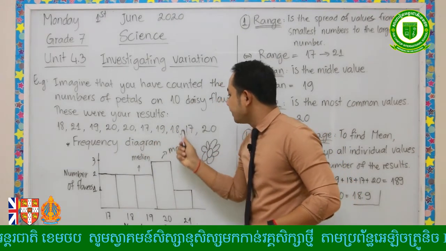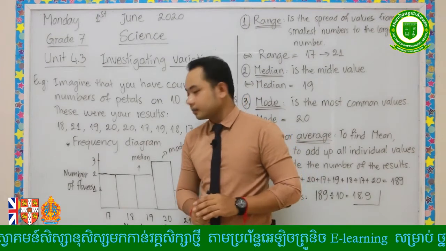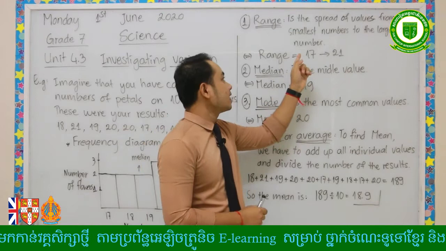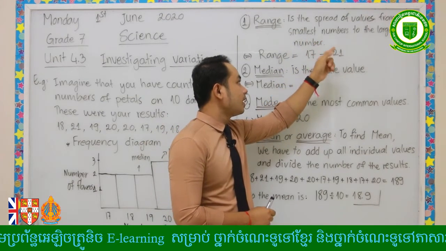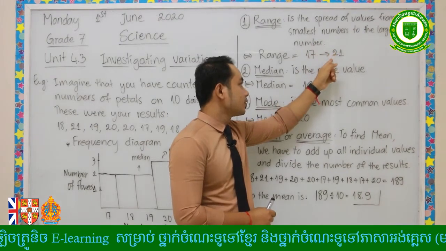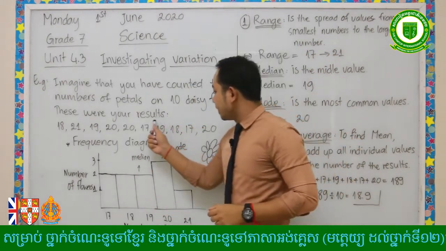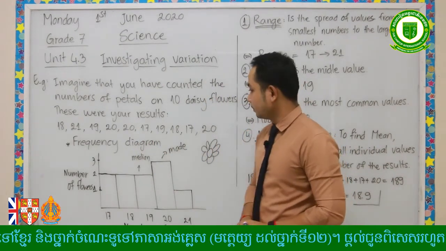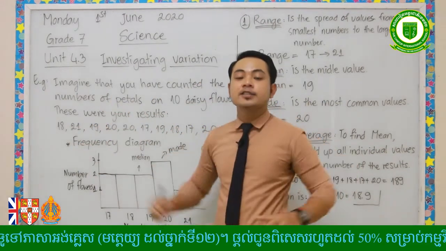17, right? 17 is the smallest number, okay? So as the definition has already said, range is the spread of values from the smallest number to the largest number. So the smallest number is 17. What about the largest number? 21, right? 21 is the largest number.